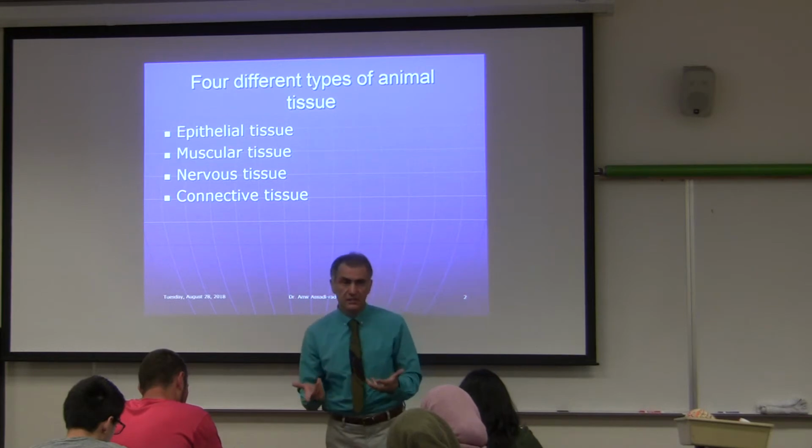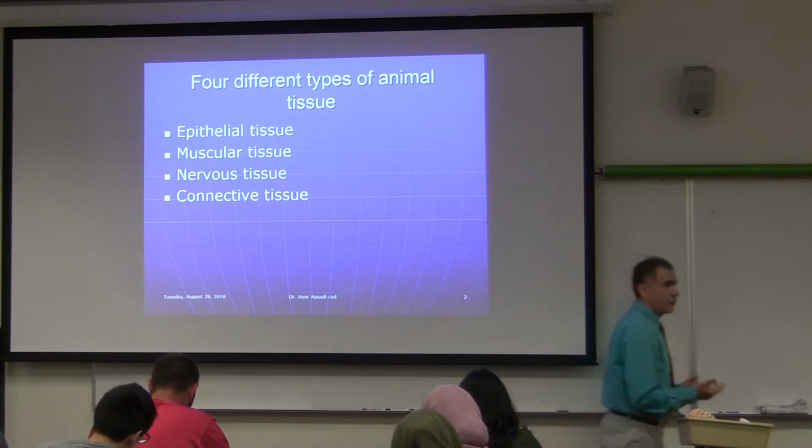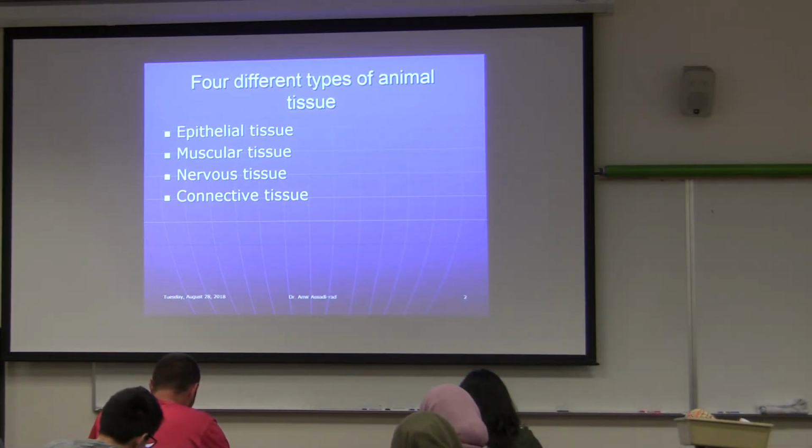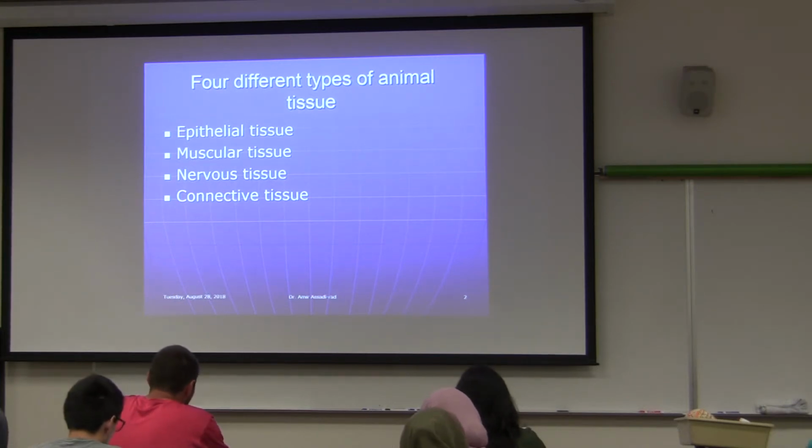Am I making some sense? So those are pretty much the 4 different types of tissues that we need to elaborate. We will talk about them more and more over the next 2-3 weeks.